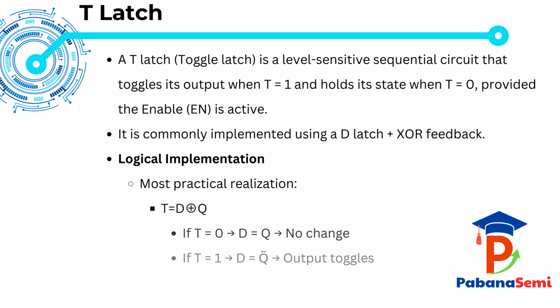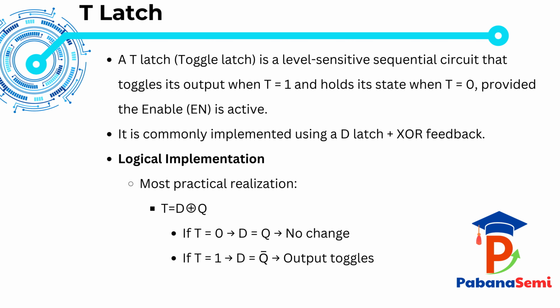Now let's understand the T-latch, also called the toggle latch. A T-latch is a level-sensitive sequential circuit. It changes its output only when the enable signal is active. The behavior is very simple. When T is 0, the latch holds its present state. When T is 1, the latch toggles its output, meaning Q flips to the opposite value.